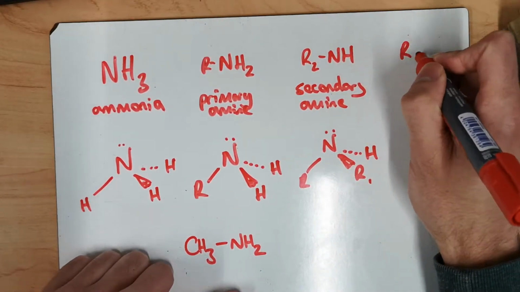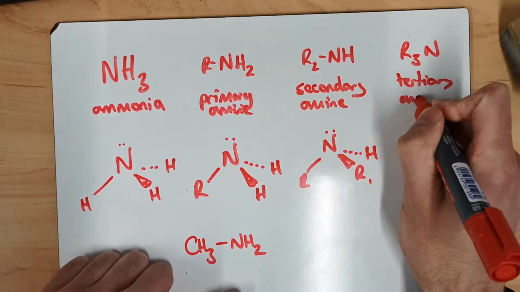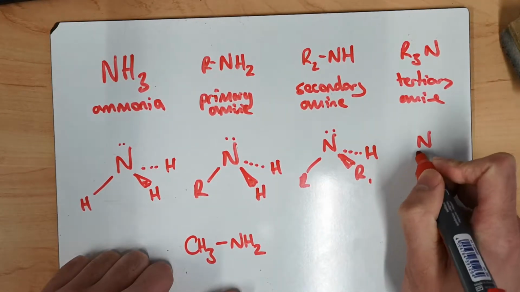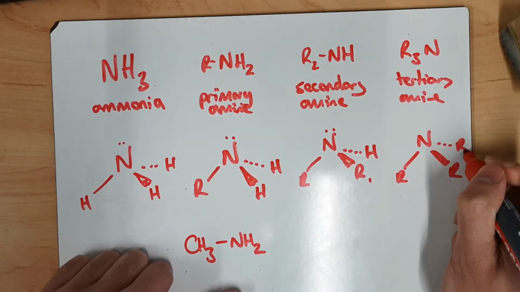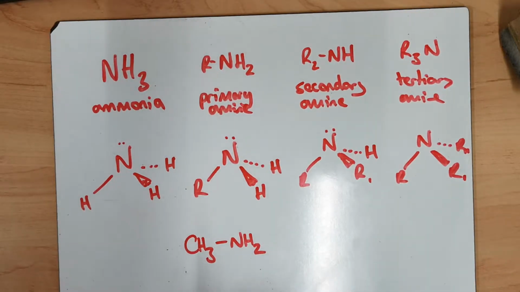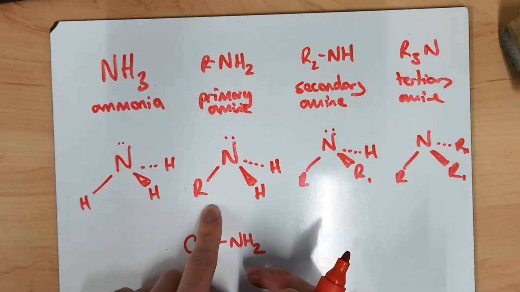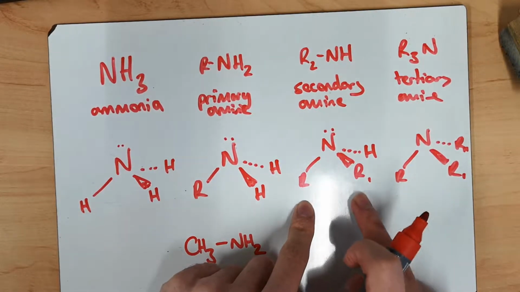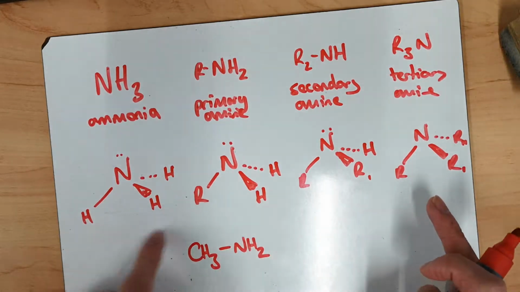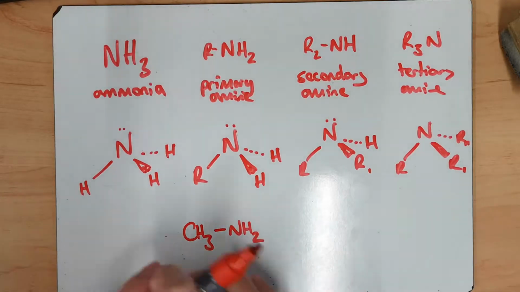And then you've probably figured out now what our tertiary amine looks like. We're going to have our nitrogen not attached to any hydrogens, it's now attached to 3 alkyl chains. So this is our ammonia, and then if we replace a hydrogen with an alkyl group, we get our primary amine. If we replace 2 of the hydrogens with R groups, we get a secondary, and if we replace all the hydrogens in ammonia with R groups, we'll get our tertiary amine.